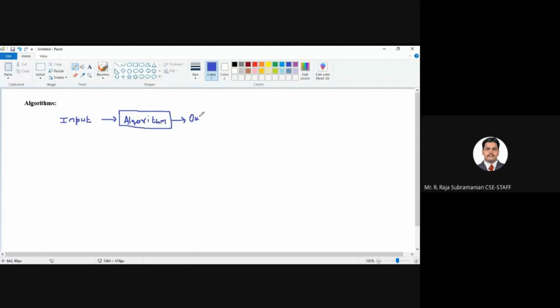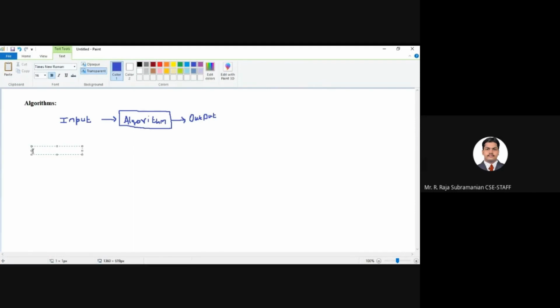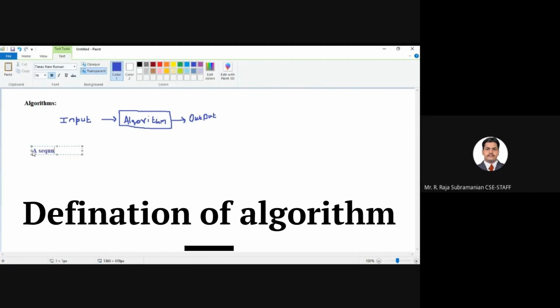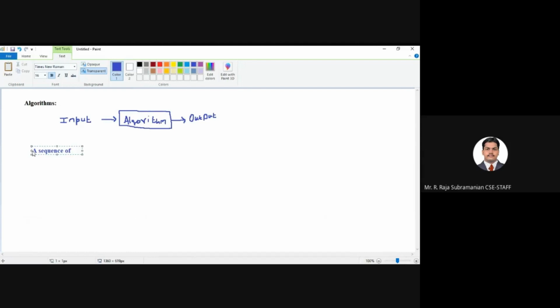So the definition of an algorithm is very simple. A set of unambiguous lines which takes a sequence of inputs and produces an output in a finite amount of time. That is actually called an algorithm. I'll write it here. The words are very important here. A sequence of unambiguous lines. What is the meaning of unambiguous?